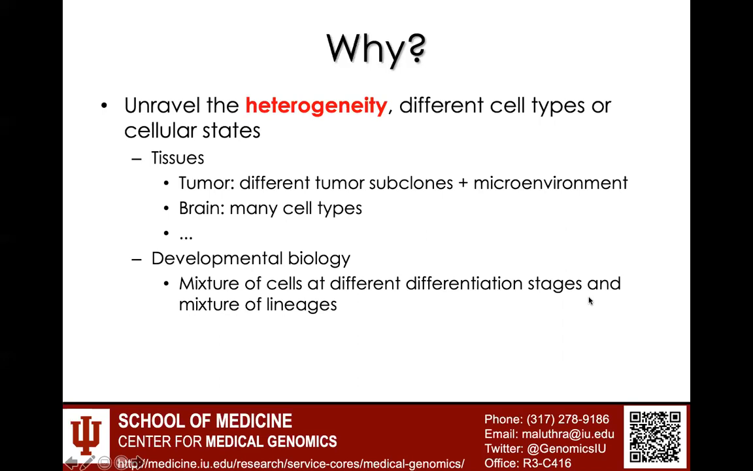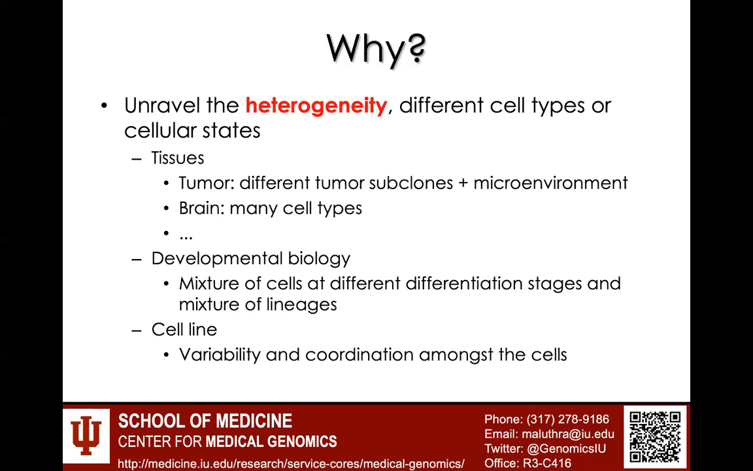Sometimes in developmental studies, for example, if we study ES cells or iPS cells, we understand that in our Petri dish there is actually a mixture of many different cell types at different stages or different lineages, and single-cell analysis will help us understand the biology behind it. And sometimes even in cell line studies, there are many studies reporting variabilities and coordination among cell types. Using single-cell technology will help us understand those mechanisms.